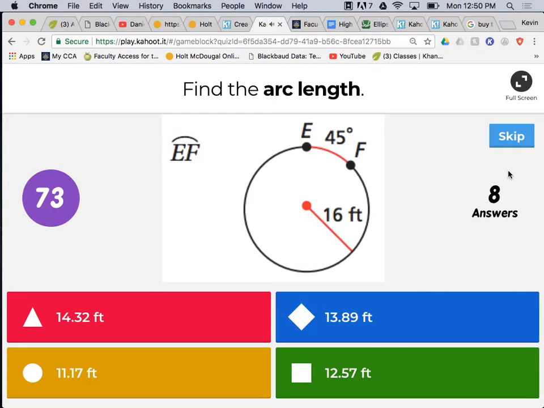I pray. That was the last one, right? So it's 2 pi, the radius is 16, the angle is what? 45. 45 over 360. So 2 pi times 16 times 45 over 360 is 12.57. I got 12.56. You just gotta round it.